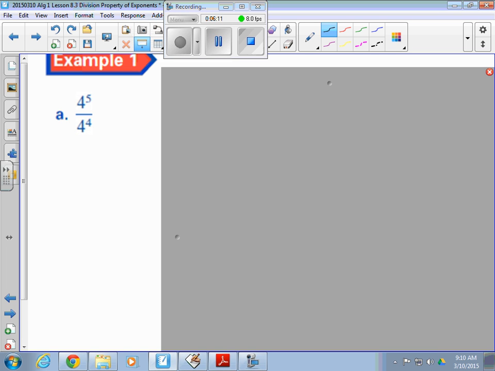Okay, you're dividing the same bases. Both of them are 4. So you subtract the exponents. 5 minus 4, which is 4 to the first power. We know that that simply means 4.